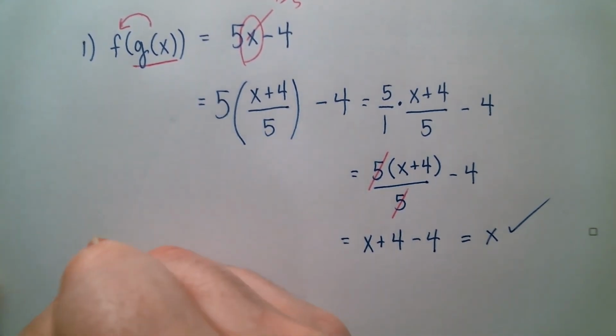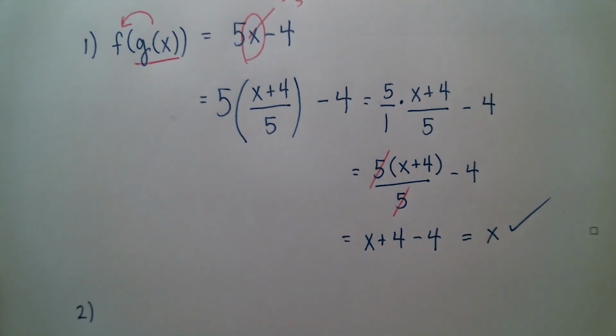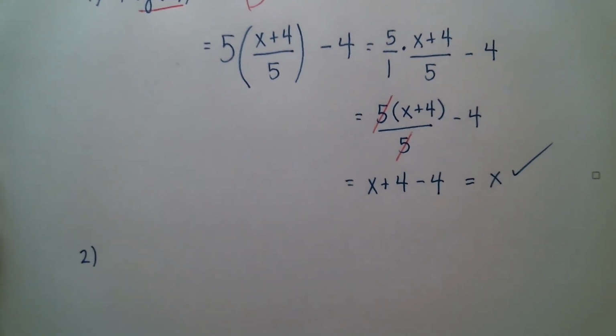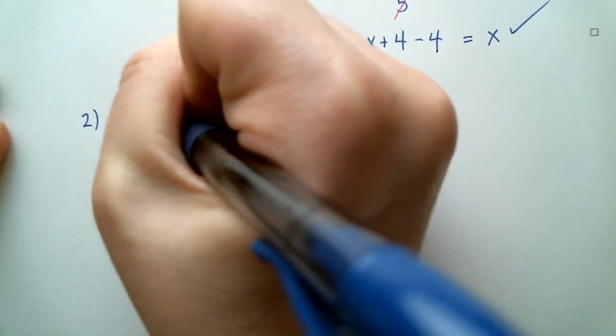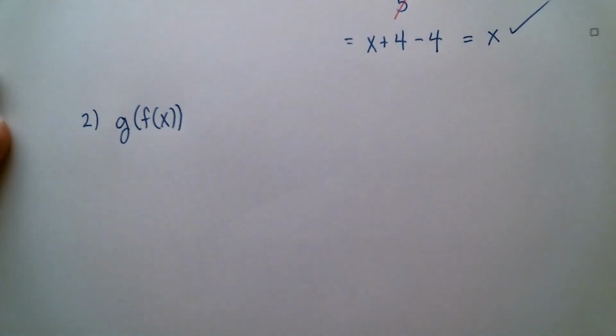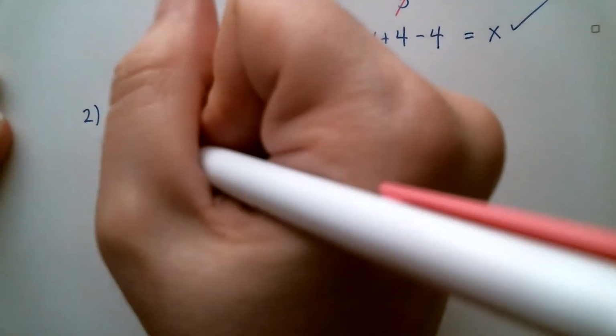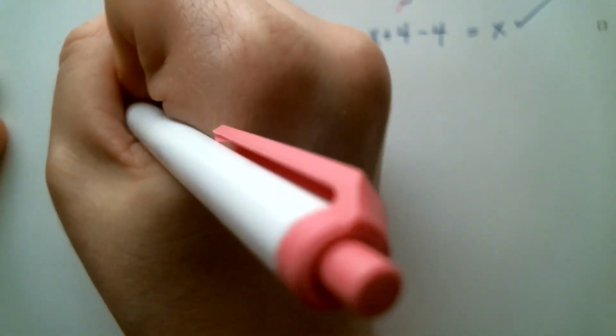All right. It is not good enough to verify just one direction. You need to make sure, because we've seen in the past that if you do composition in both directions, you don't necessarily get the same thing. So you do need to check the other direction to make sure you get x as well. Okay, so now we're going to do g of f of x. So this time we are plugging f into g.